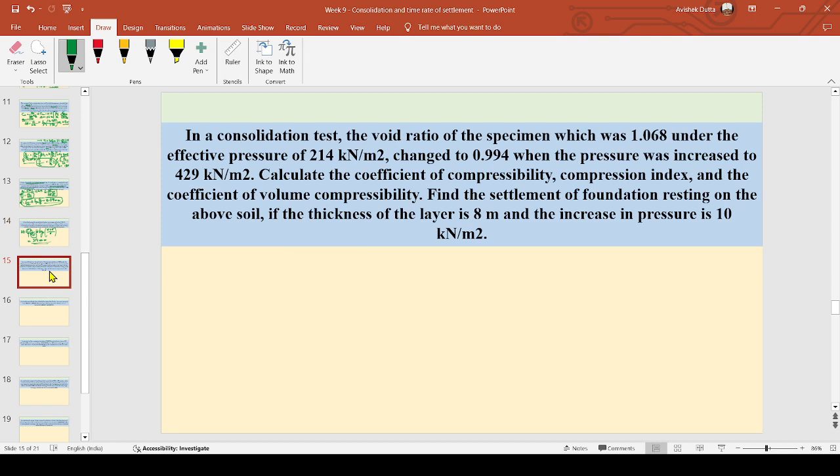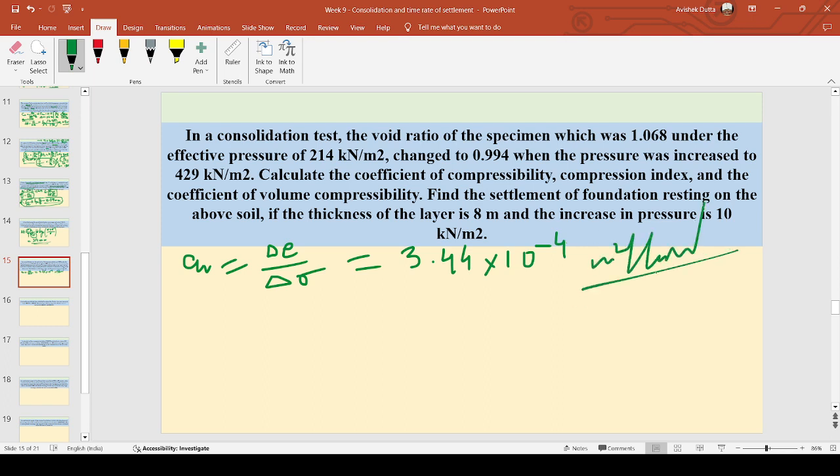In consolidation testing, first of all, you have to find out the coefficient of compressibility. What is the formula for the coefficient of compressibility? Av equals del E divided by del sigma. So del E will be 1.068 minus 0.994. Del sigma will be 429 minus 214. You will get a value of 3.442, something like that, into 10 to the power minus 4. It will be meter square per kilonewton.